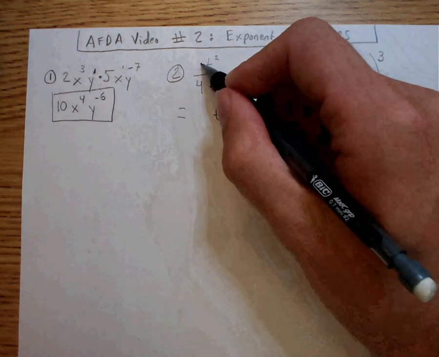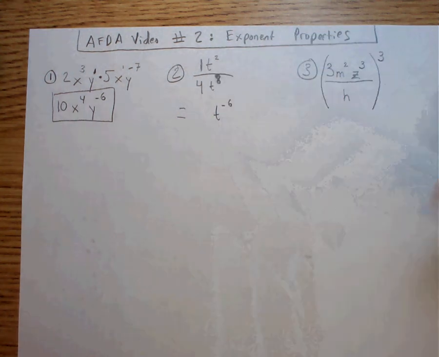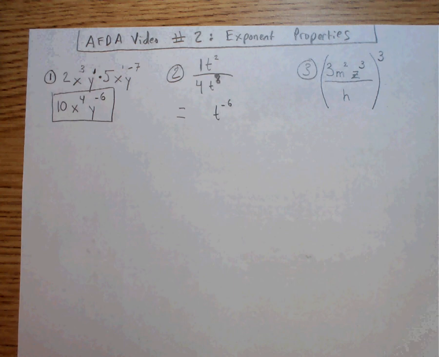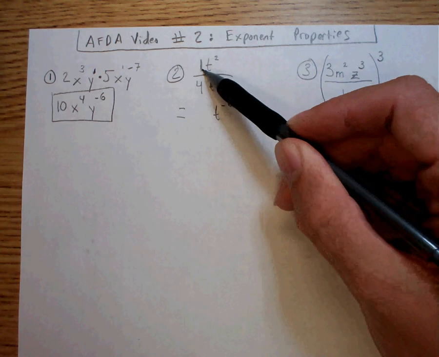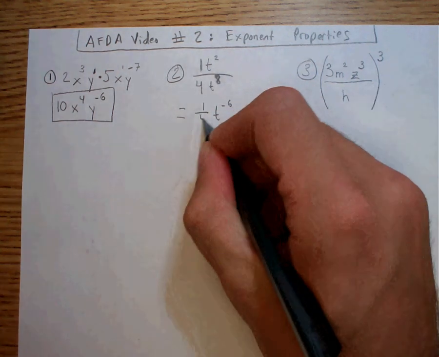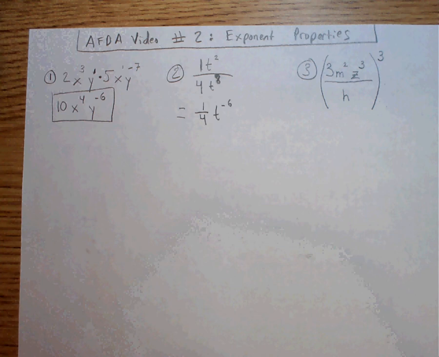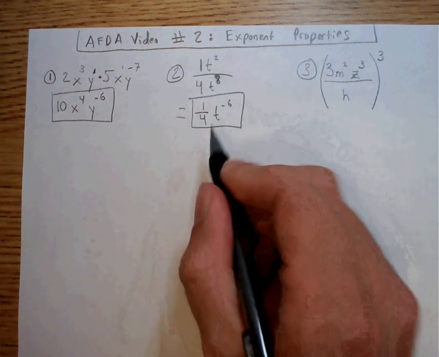Well, imagine t squared, we could just have that as 1t squared. Nothing wrong with that, as we've said in class. Well, now we can see a little bit easier that this is really 1 divided by 4, or 1/4 t to the negative 6. So this is fine.